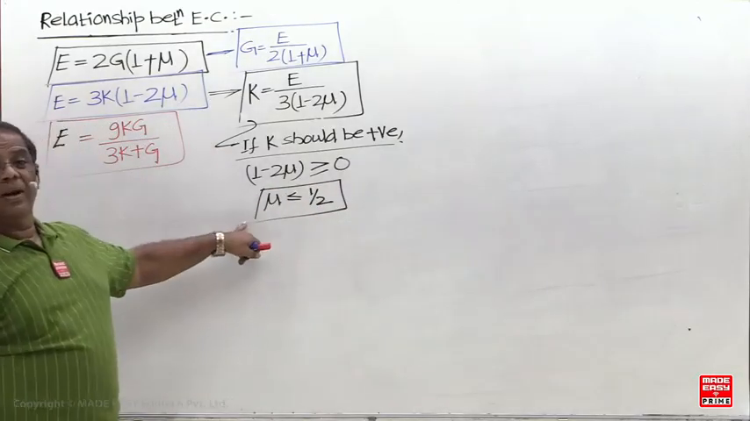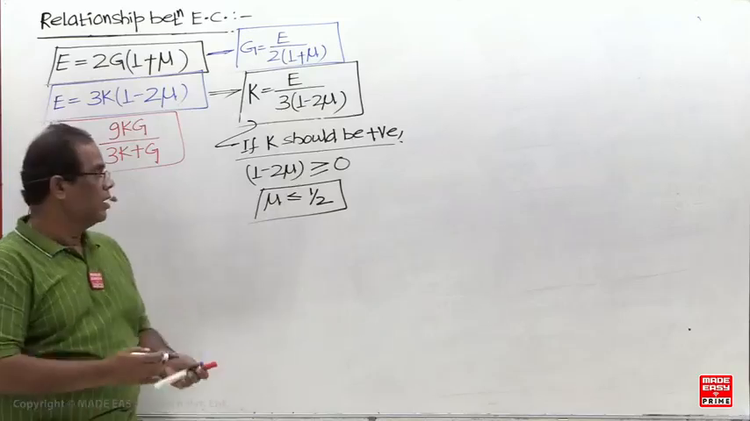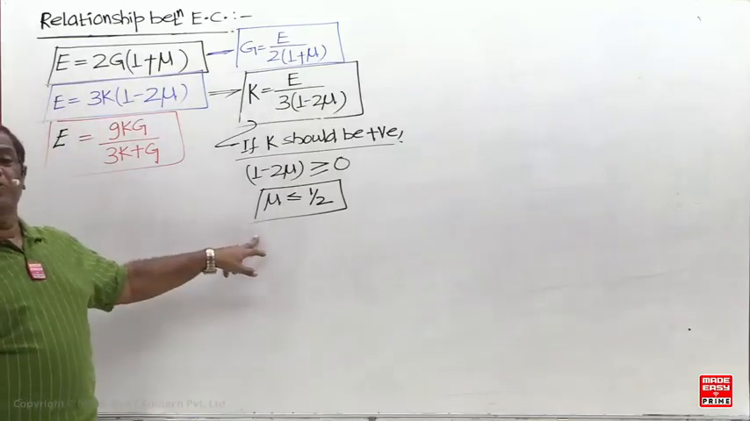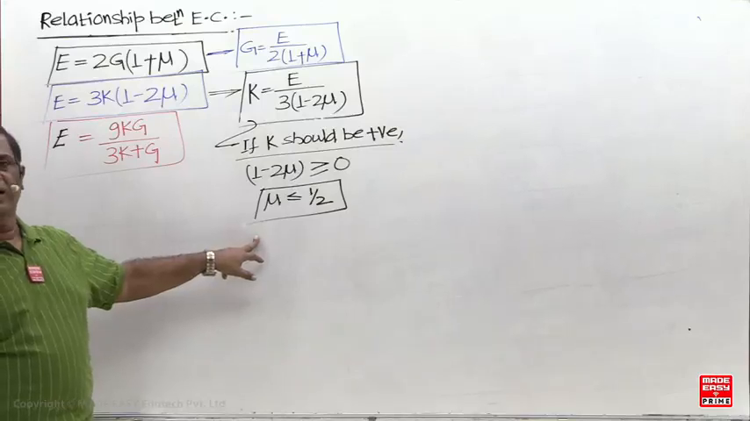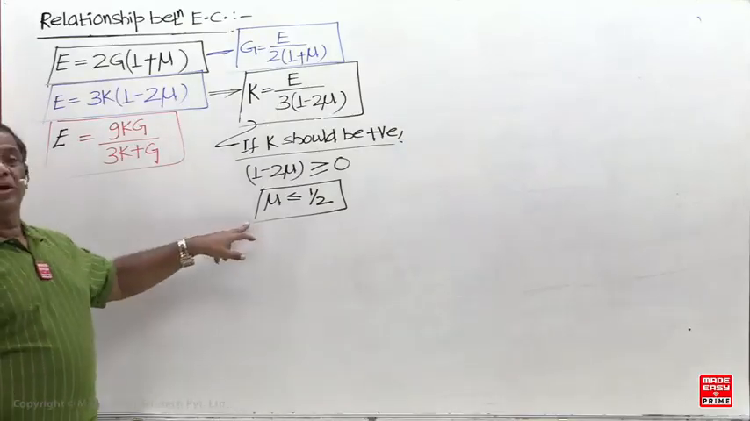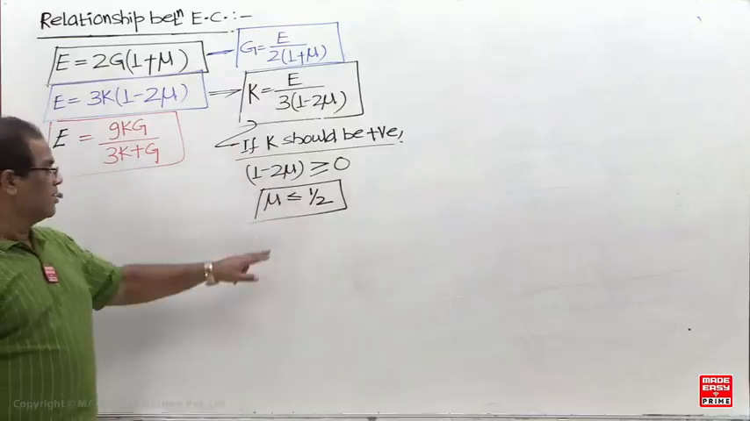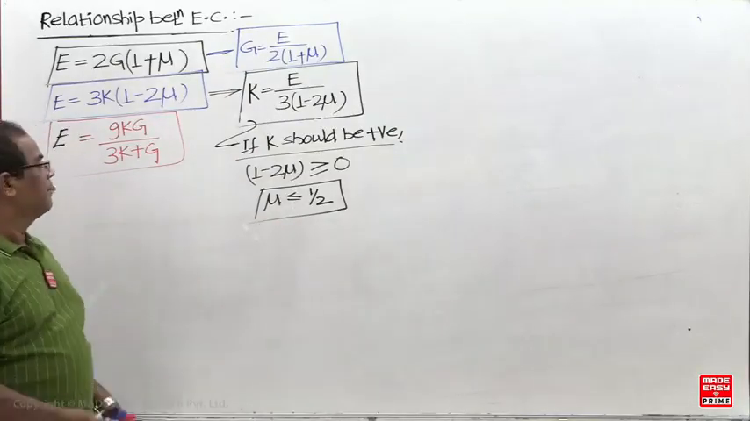That is why you study that the upper limit for Poisson's ratio is half. That is why most materials have mu values between 0 and half. If the type of material is not given, mu is going to lie between minus 1 and half. Always the upper limit is going to be half now.